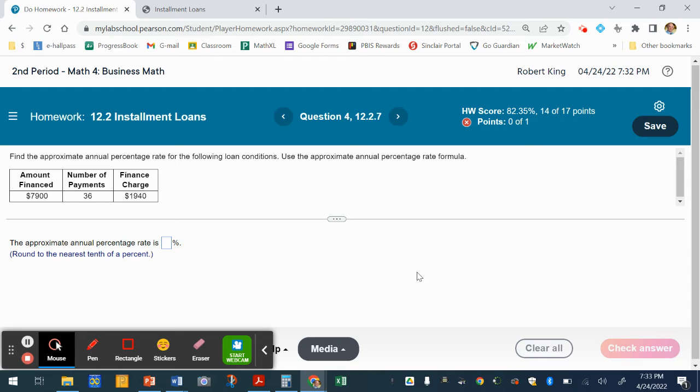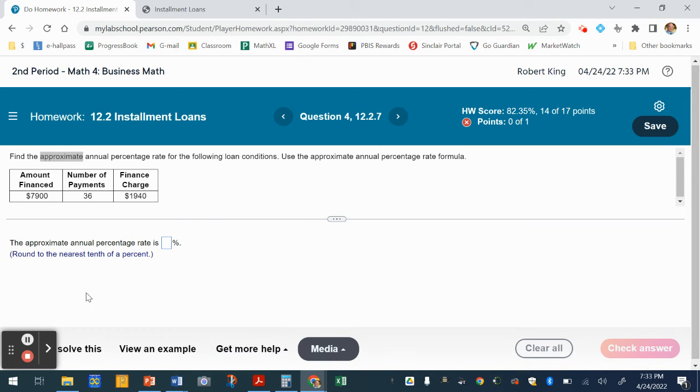Find the approximate annual percentage rate. Now notice it's the approximate. You've got to pay attention when you're doing these problems. Is it the approximate annual percentage rate or the exact percentage rate? So with the approximate, you can click on the view an example and it'll show you the formula that I showed you in the PowerPoint.